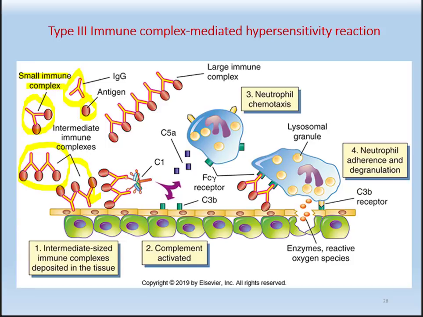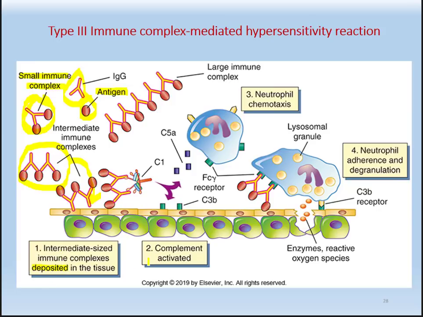Type 3 reactions are not considered organ-specific, and symptoms are mostly unrelated to the particular antigenic target of the antibody. So in other words, the symptoms are not necessarily going to be related to the antigen itself, but rather the complex that forms and the location that it deposits itself. And so here you can see the deposition into a tissue.